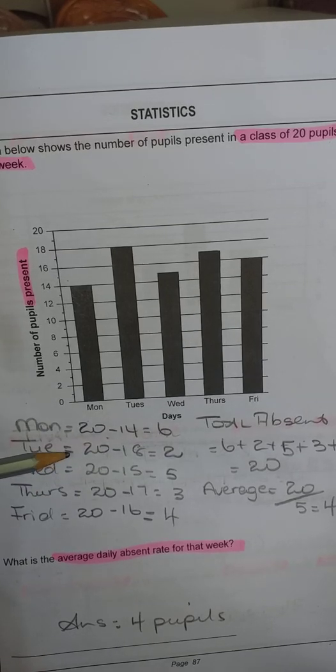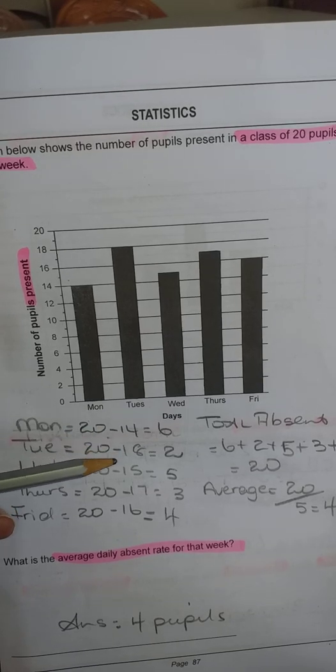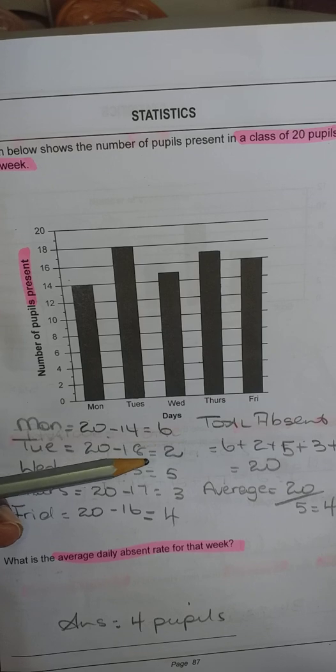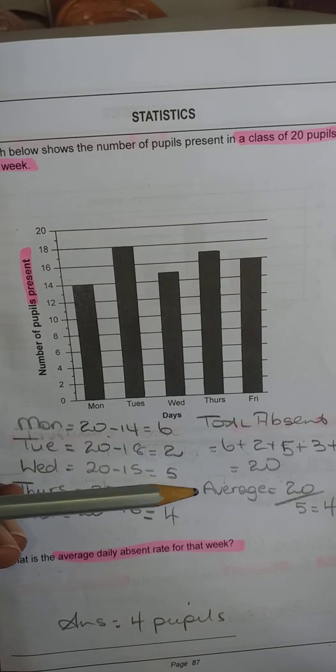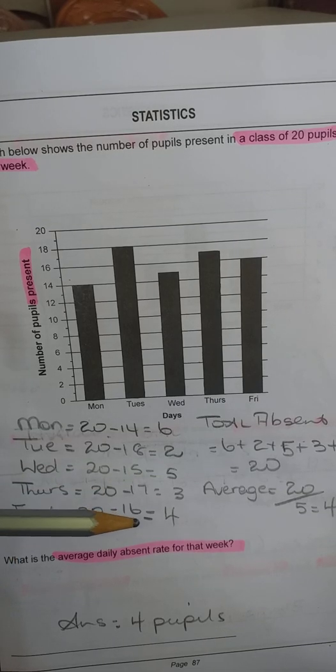And we do the same. So Tuesday, we know that in total, you're supposed to have 20 students in the class. But on Tuesday, 18 were present. So that means 2 were absent. And we did the same. For Wednesday, 20, take away 15, 5. Thursday, 20, take away 17, 3. And Friday, 20, take away 16, 4.